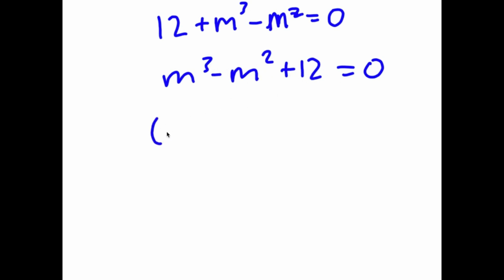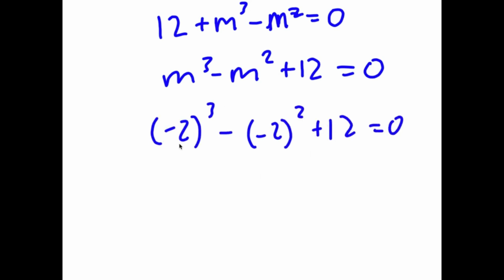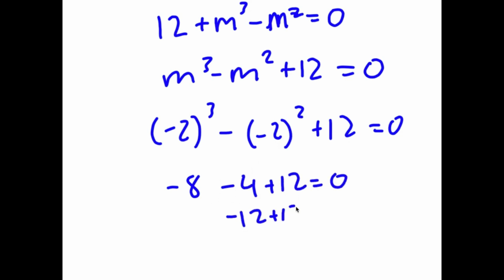But negative 2, let's see. I have negative 2 to the power of 3 minus negative 2 squared plus 12 is equal to 0. Negative 2 to the power of 3 is negative 8, and negative 2 squared is 4. So I have negative 8 minus 4, which is negative 12. So I have negative 12 plus 12 equals 0, meaning negative 2 is a solution.